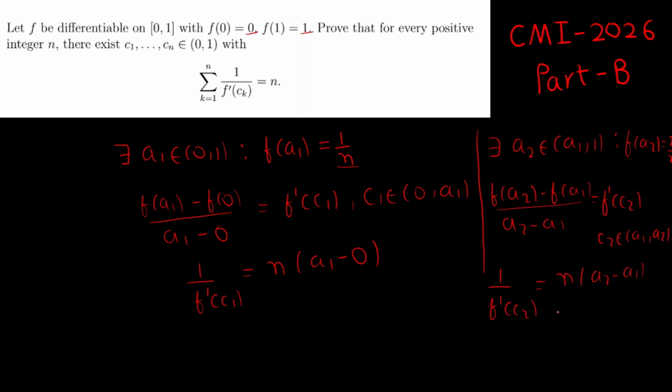Now I'll construct a sequence like this and add up all the terms. You can see if I add these both, the a1 will be cancelled. Now if I write the third term, the a2 will be cancelled. So on I travel, in the end I'll be left with n times 1 minus 0, which is nothing but n. Now let me write the proper answer.